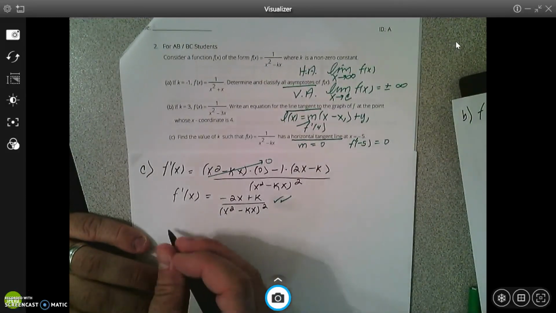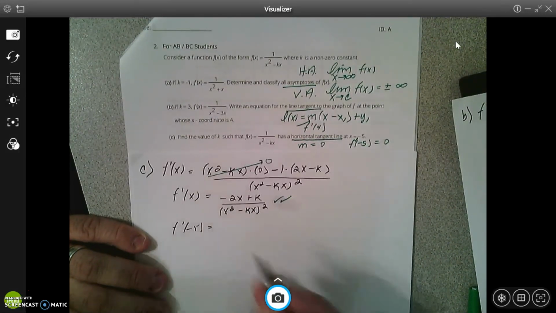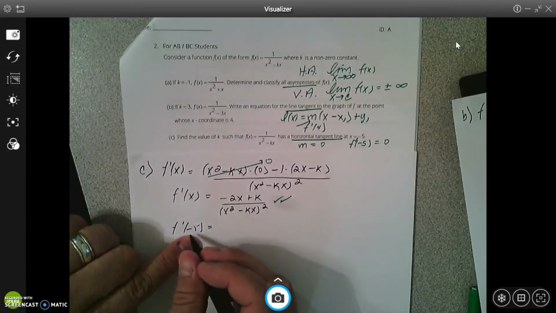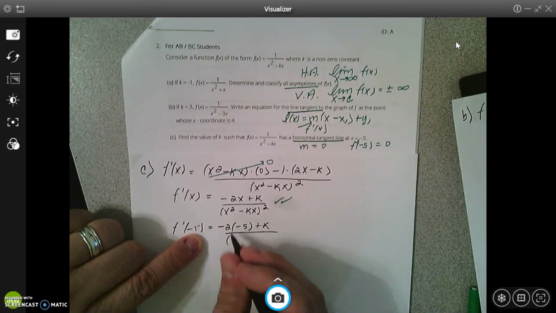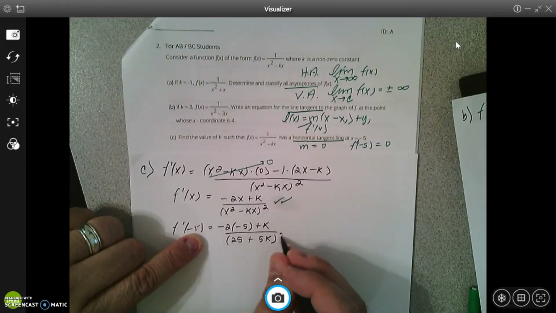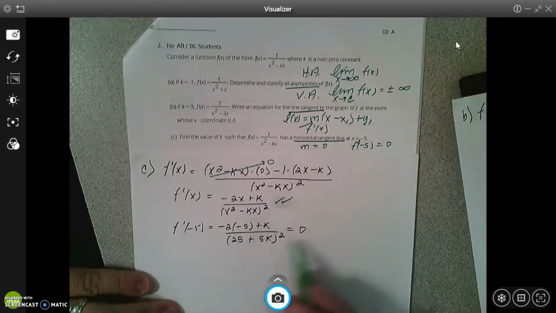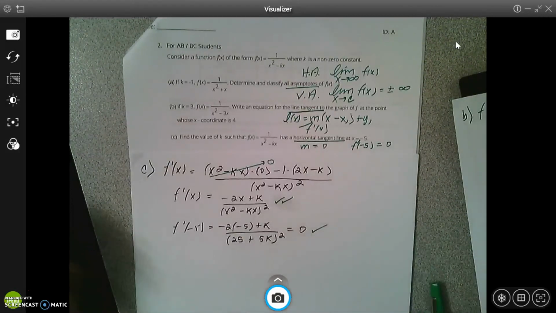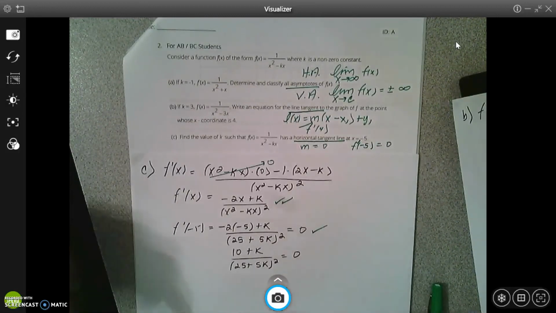What do I need though? I need the just right value of k such that f prime evaluated at -5 is 0. Find f prime at -5. That's -2 times -5 plus k over -5 squared is 25 minus k times -5 is 5k, squared. Where is that equal to 0? Even considering this equation earns you a 3rd point. In order to solve this problem, well, what do we have? The numerator says 10 plus k divided by 25 plus 5k squared is equal to 0.